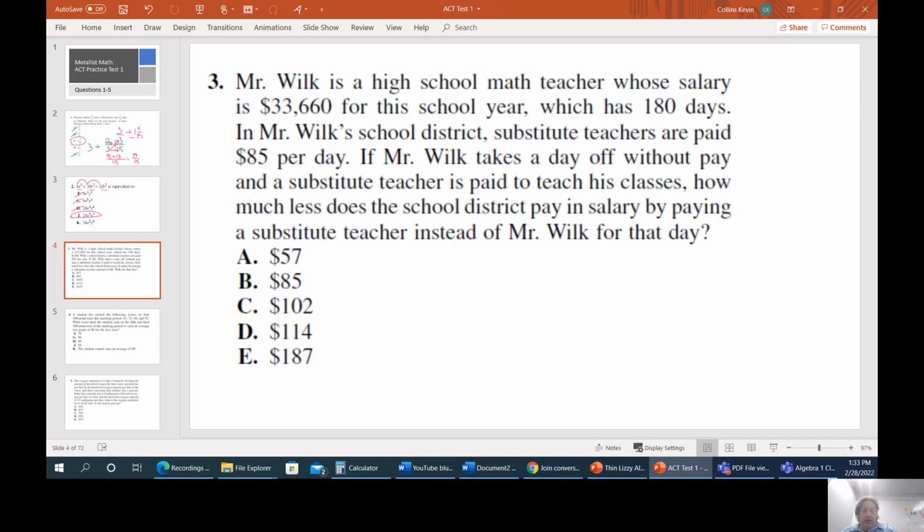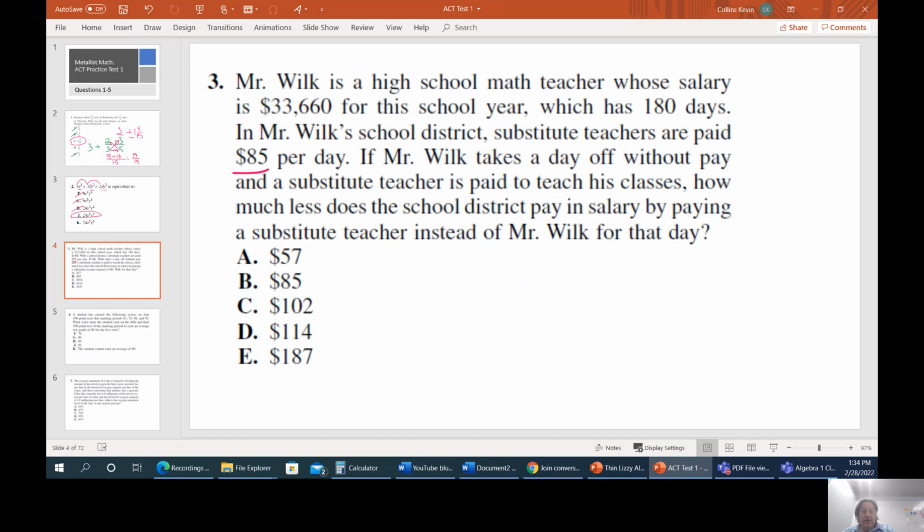So, all right, we've got a teacher here. Obviously, this is an old problem. He makes $33,660 a year. Teachers don't get paid much, but they do get paid more than that. And this is for 180 days. It says if he takes a day off without pay and they pay a substitute $85, then how much less does the school district have to pay out that day?